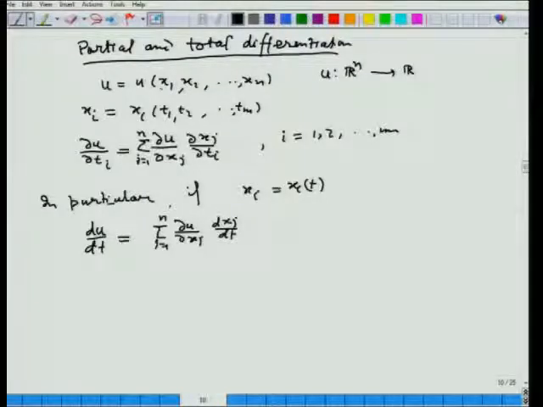Although u is a function of several variables x1, x2, ..., xn, these xi's are in this case functions of a single variable t, and therefore u is a function of the single variable t, and we get du by dt as the total derivative in this case.